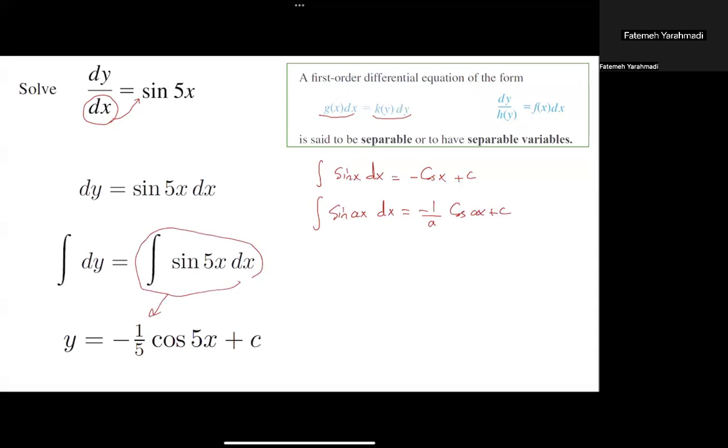So basically, we found the family of solutions of the differential equation up there. Let us take a look at another question.